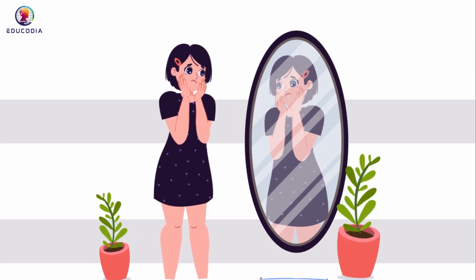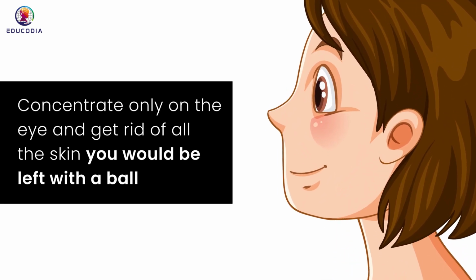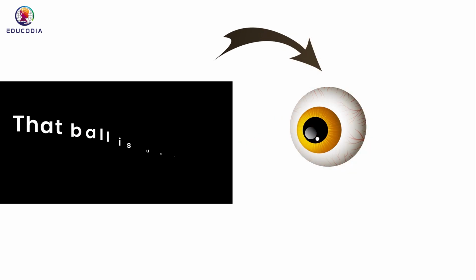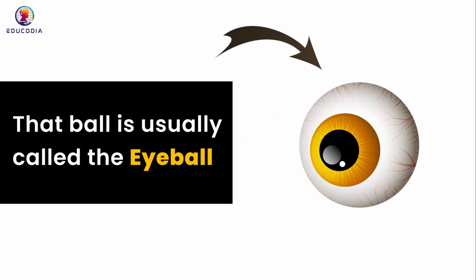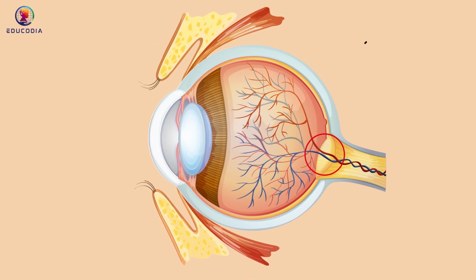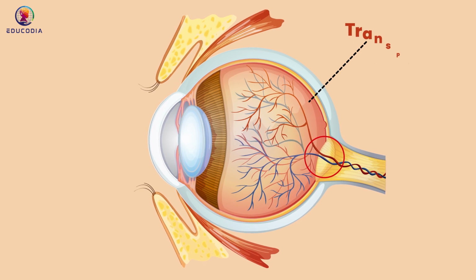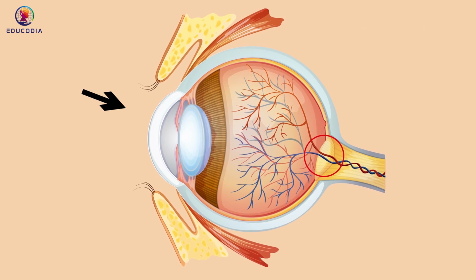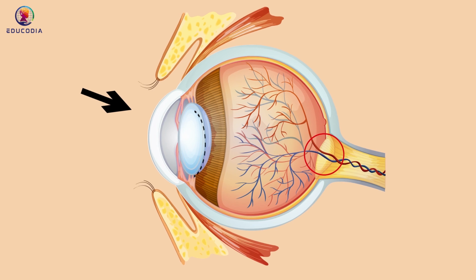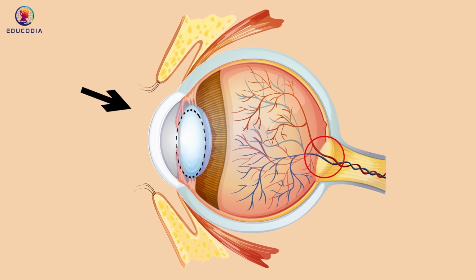When we look at our face it looks somewhat like this. That's my poor attempt drawing a face, but if you were to concentrate only on the eye and get rid of all the skin, then you would be left with a ball. And that ball is usually called the eyeball. Now let's look at this eyeball from the side and let's assume it is transparent so that we can see inside. Here it is.